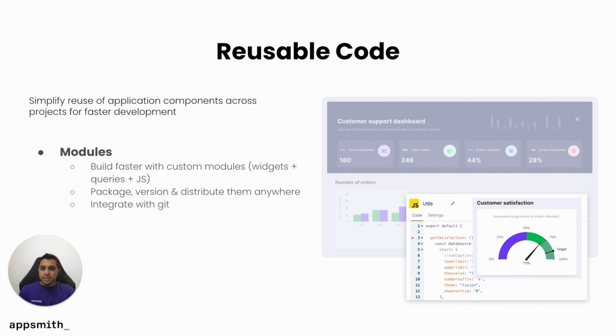Modules allows you to create custom reusable pieces of code, be it widgets, queries, or JavaScript, and package them into a single entity that can be shared across your applications. You can also version control them and distribute them with ease, as well as check them into your Git history. The great part about modules is that it works just like an NPM package.